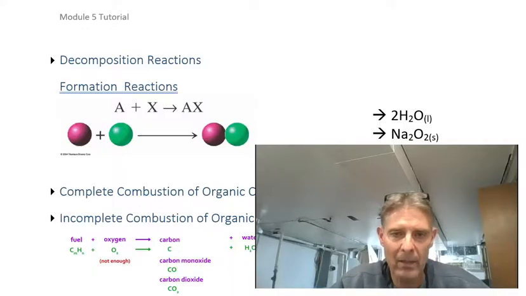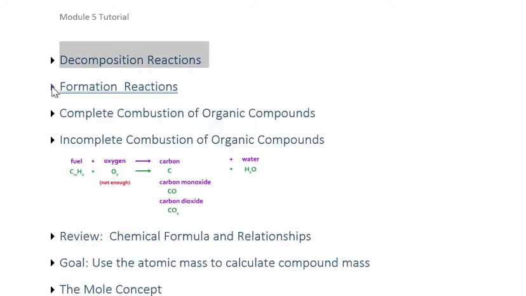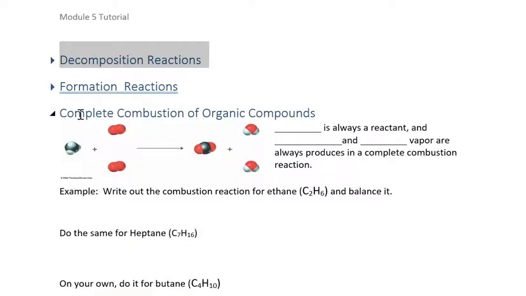Okay, not so bad. Well, we've got 2/3 of the way. Now we're just going to finish up by talking about 2 different kinds of combustion reactions. One is complete and the other is incomplete. Let's have a look at that. Well, let's get rid of the stuff about formation reactions, and we're just going to focus now on complete combustion reactions.